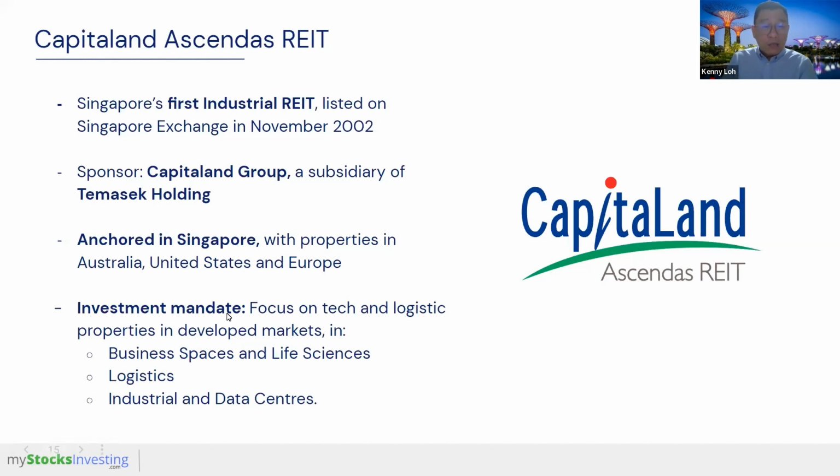So investing in developed markets is crucial. Whenever investors want to invest in those REITs with overseas exposure, just pay special attention to the forex. Besides that, they also invest in business spaces and also life science. Business space refers to all those business parks, right? Whereby you have all the big MNCs there, very good buildings for all the MNCs, and you also have logistics parks, industrial, and also data centers.